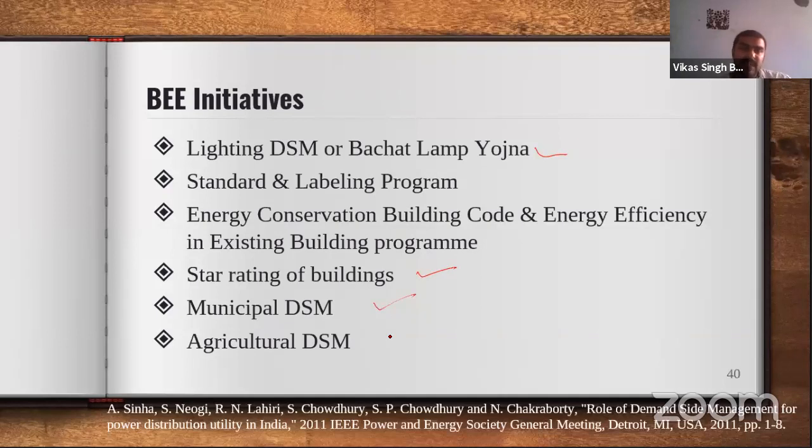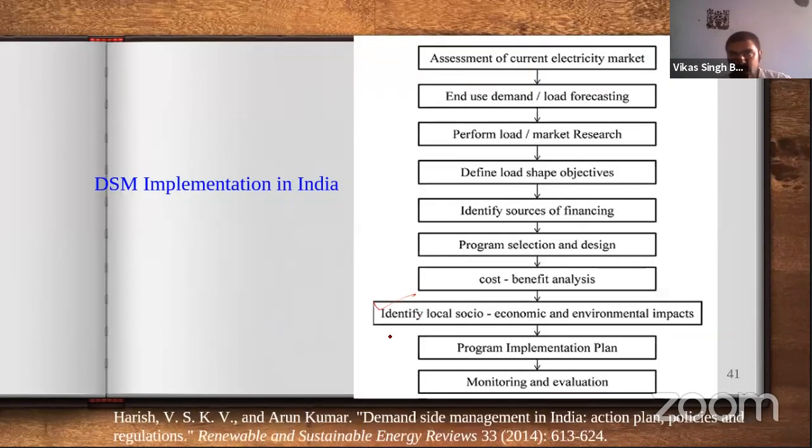Then DSM implementation in India. So the first point for the DSM implementation is the assessment of the current electricity market. Then forecast the load. First decide what is the electricity market, what is the status of the electricity market. Then after that, the forecasting of load, because if we are not forecasting the load, then the proper implementation of DSM cannot be done.